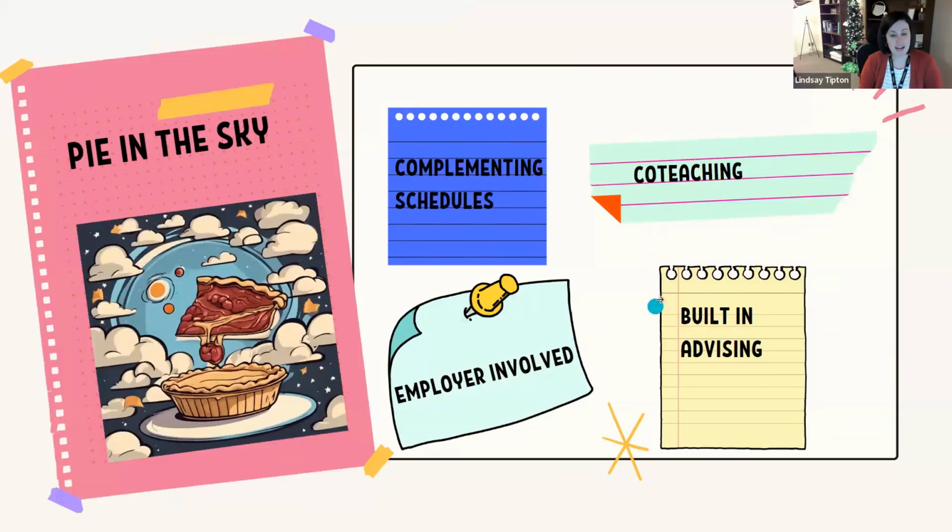All right, so pie in the sky ideas. What would this look like if we were in a perfect world? The schedules would complement one another. So hopefully you would have planning with the workforce continuing education or curriculum program to plan the courses so that they were offered in a way that was accessible, not just accessible, but valuable to the students.